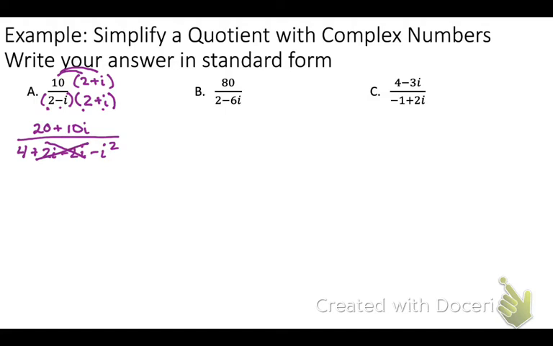So now, what is i squared? Negative 1. So I have negative times negative 1, which is a positive 1. So 4 plus 1 is 5 over 20 plus 10i.